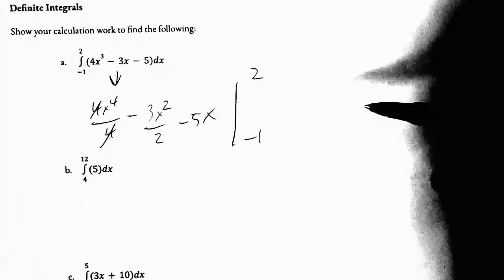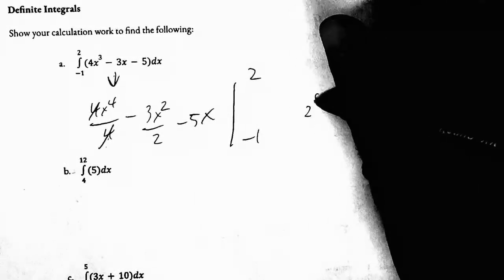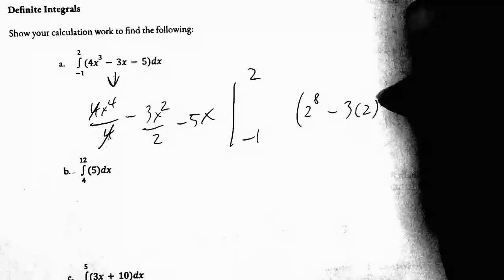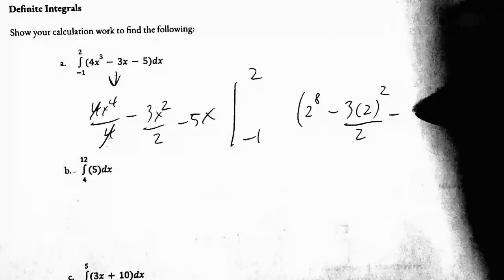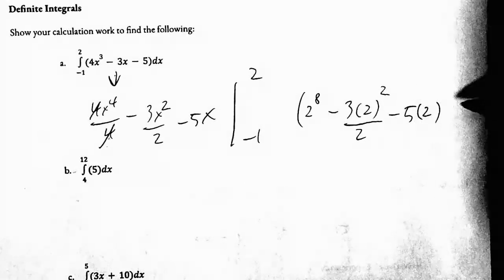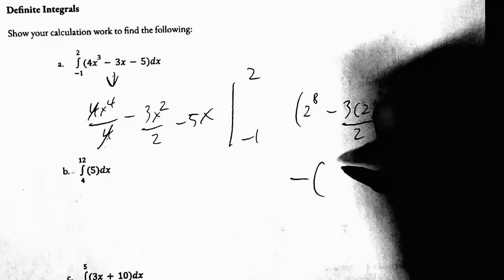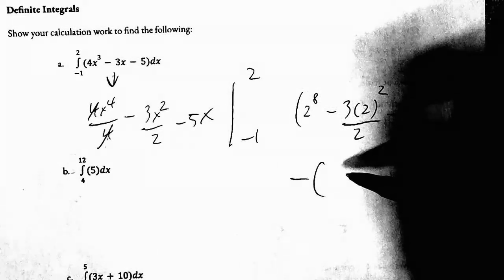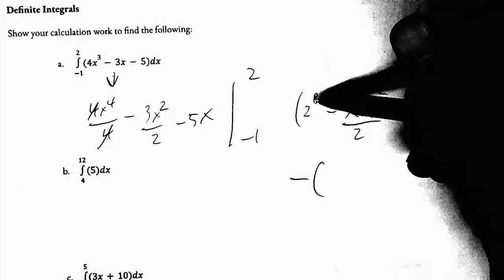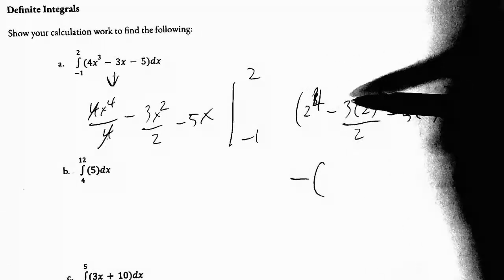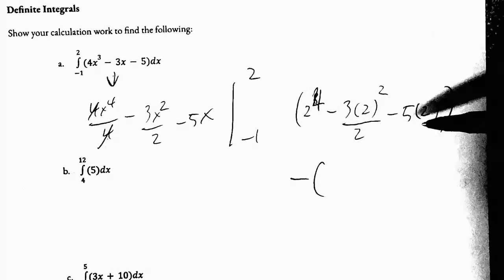I'm going to simplify this a little bit. Those 4's are going to cancel. Then I'm going to plug in a 2 into this. I'm going to get 2 to the 8th minus 2 squared over 2 minus 5 times 2, all of that minus, sorry, I don't know where this 2 to the 8th came from. That's 2 to the 4th.